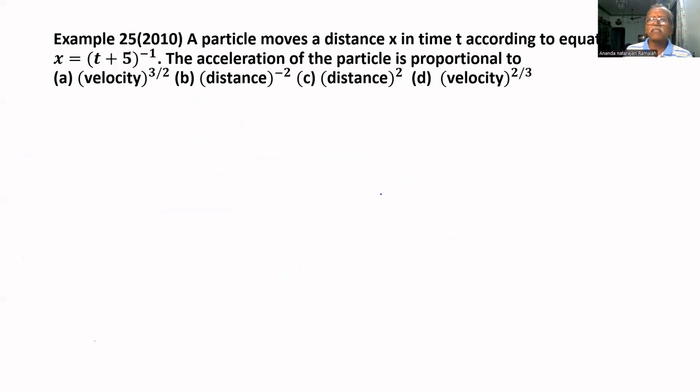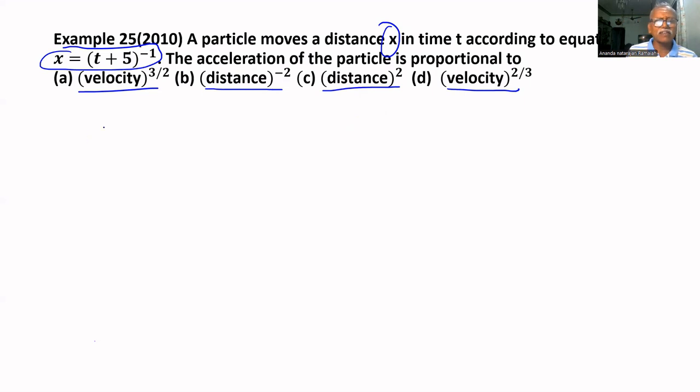A particle moves a distance x in time t according to the equation. The acceleration of the particle is proportional to what? The options: first, proportional to velocity to the power 3 by 2; proportional to distance to the power minus 2; distance to the power 2; velocity to the power 2 by 3. So we have to find the acceleration first, then we have to check all these things.